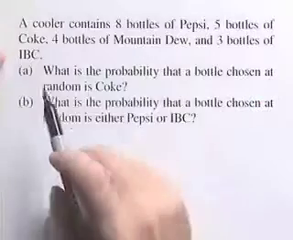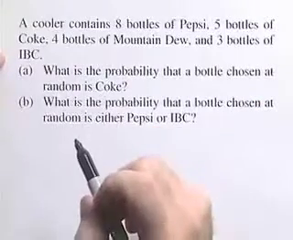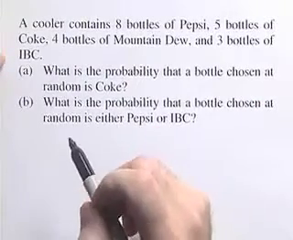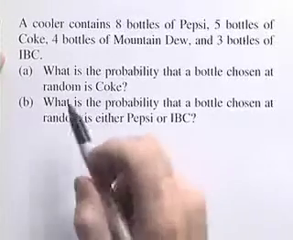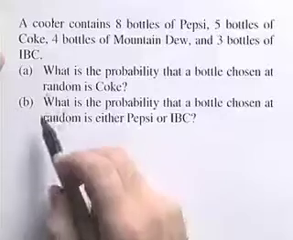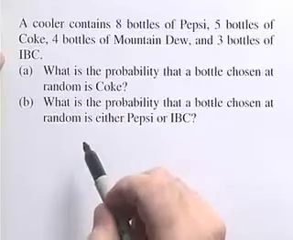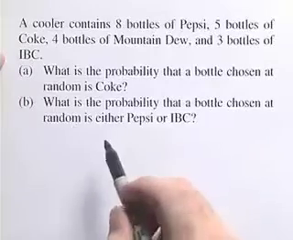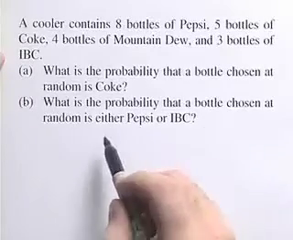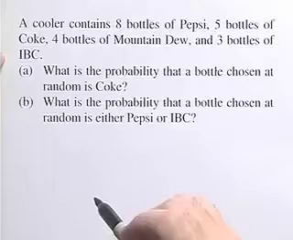Here we're going to solve a probability problem involving equally likely events. We've got a cooler that contains 8 bottles of Pepsi, 5 bottles of Coke, 4 bottles of Mountain Dew, and 3 bottles of IBC. We've got 2 parts to this problem. First, we want to find the probability that a bottle chosen at random is Coke. And part B, what's the probability that a bottle chosen at random is either Pepsi or IBC.